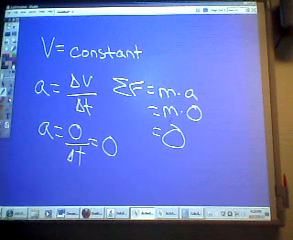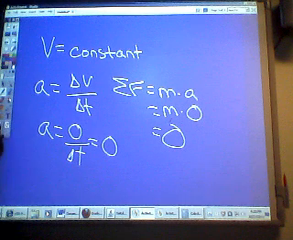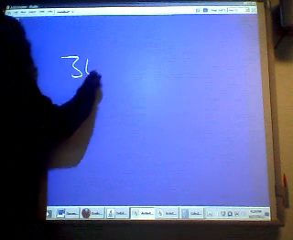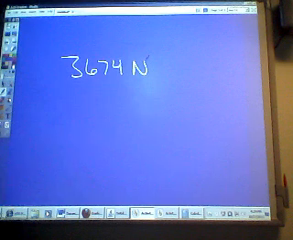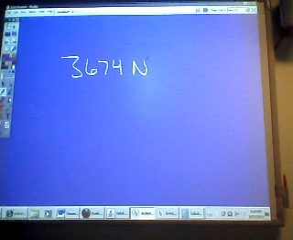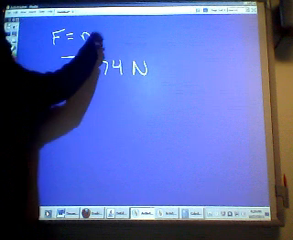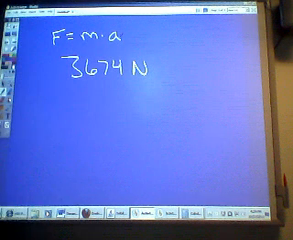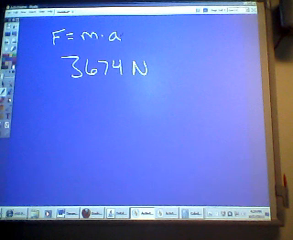Number two on page 129. This is assuming you have a whole physics book. It asks the question, if a car is accelerating downhill under a net force of 3,674 newtons, what additional force would cause the car to have a constant velocity? Formula: F equals mass times acceleration.